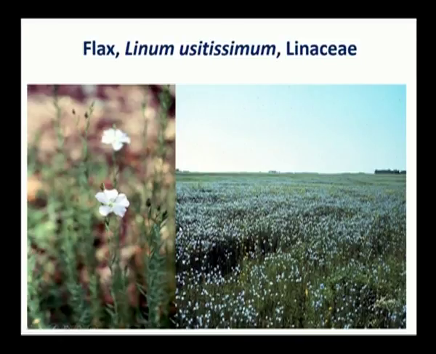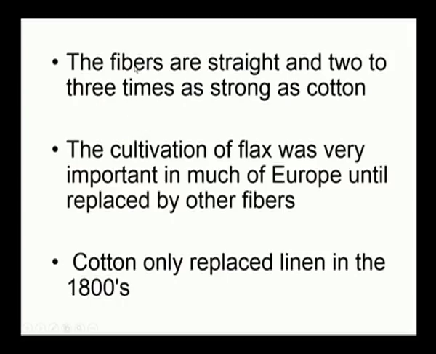So, the plant shown here is the field where flax is cultivated, a single plant shown here. This kind of material is used for getting fibers. The fibers are straight and 2 to 3 times as strong as cotton.